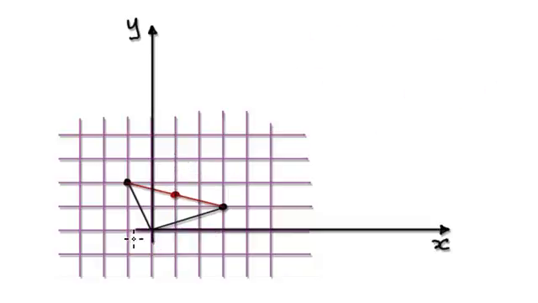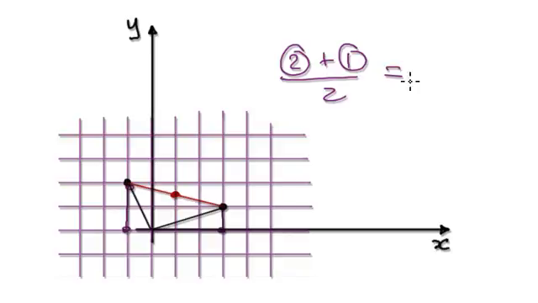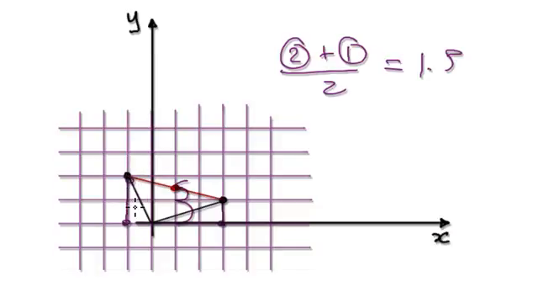Now let's look at it vertically. Looking at this point, it is 2 up, and then looking at this one is 1. So get the average of the two. That would be 1.5. So you can see it's 1, 1.5. So it even works if you're in the negative realm.